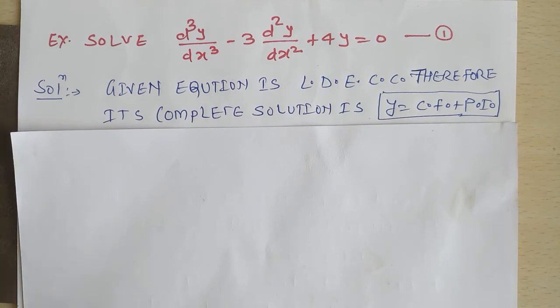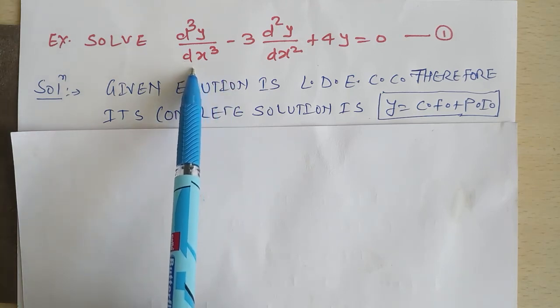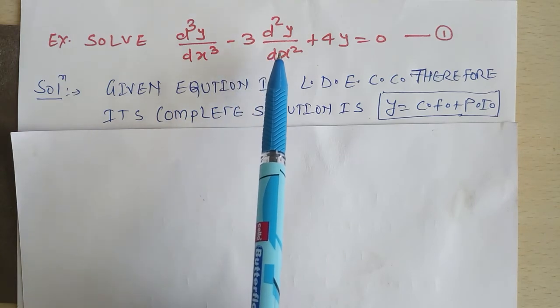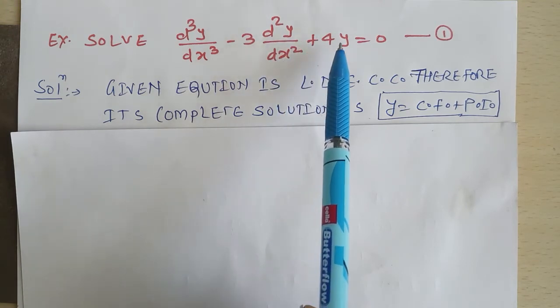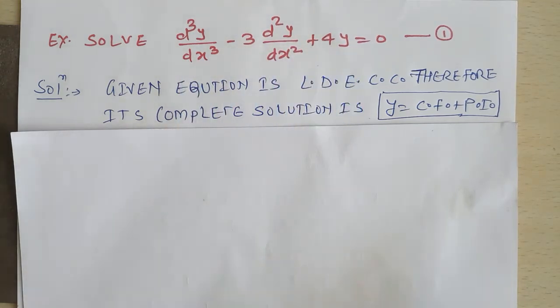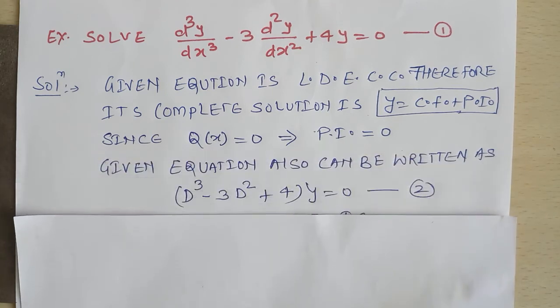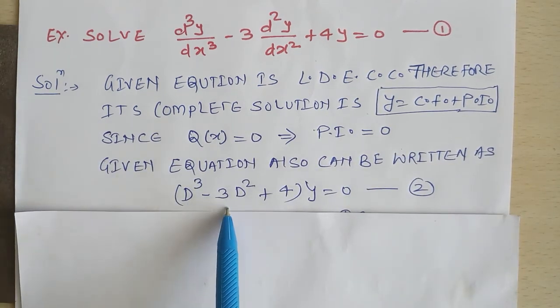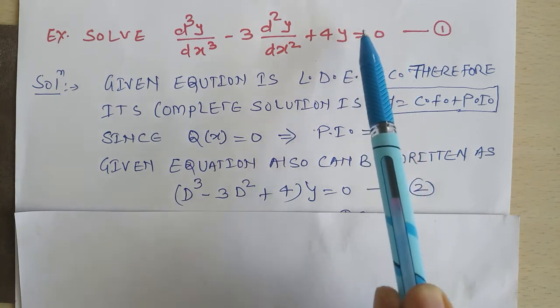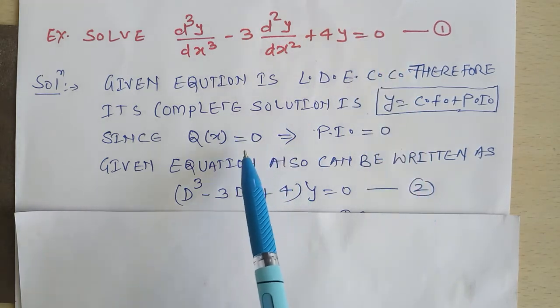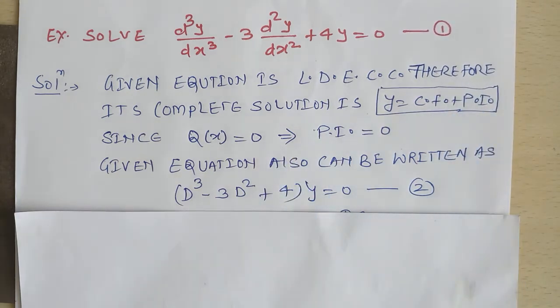Now first we write the given equation in the form of symbolic derivative capital D. So this is D cube minus 3 D square y plus 4y, and then we take y common, then we get (D cube minus 3D square plus 4) y equal to 0. Here the non-homogeneous part of the given LDCC, that is the right hand side, Q(x), is 0, therefore PI is 0.